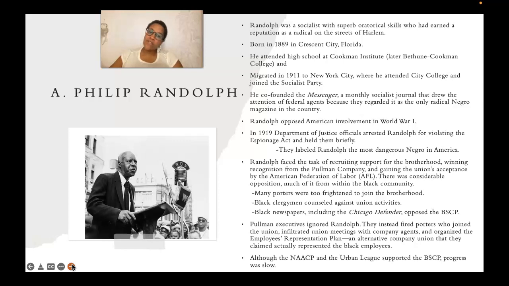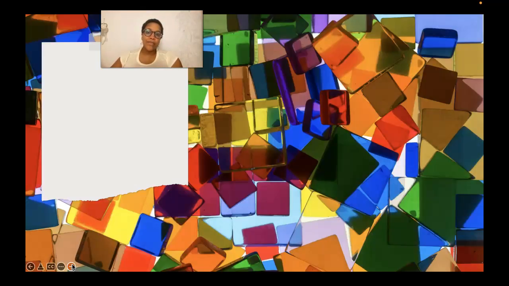And so, even though in the 1920s the NAACP and Urban League supported the BSCP, progress was slow at the time. And so this brings us to the end of this segment.